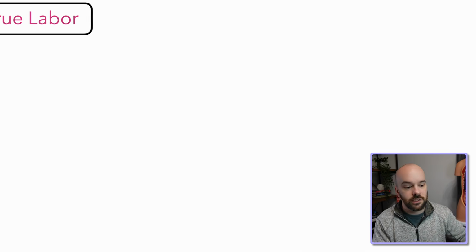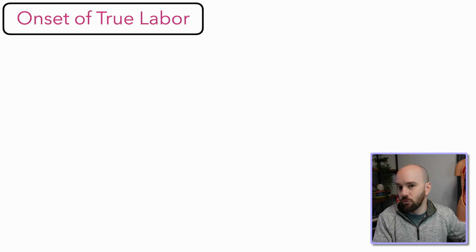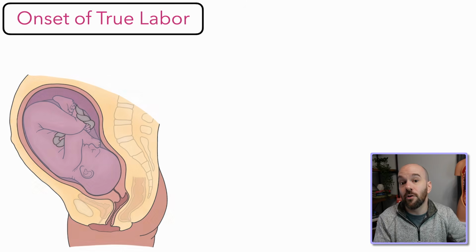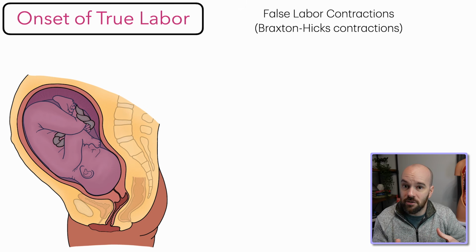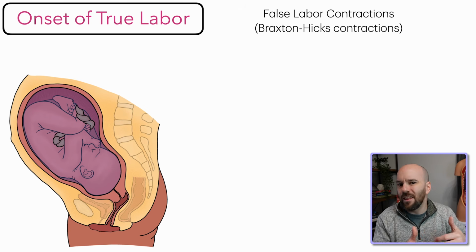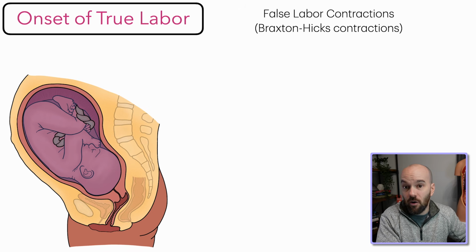So first, let's take a look at the onset of true labor. What's happening leading up to that dilation stage? Now, before the mother enters into that dilation stage, there may be false labor contractions, or what we call Braxton-Hicks contractions. These can be mistaken for true labor contractions, but oftentimes they won't be increasing in frequency, so they won't be getting closer together, and they won't be increasing in the duration. So from one to the next, they're not going to be lasting longer. So these are going to be the false labor contractions.